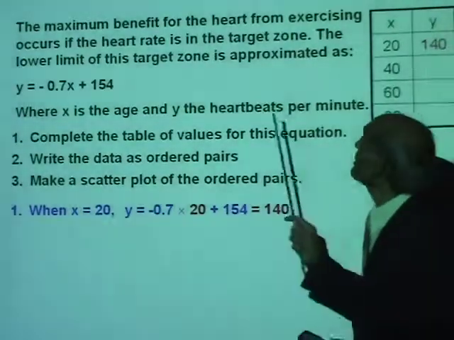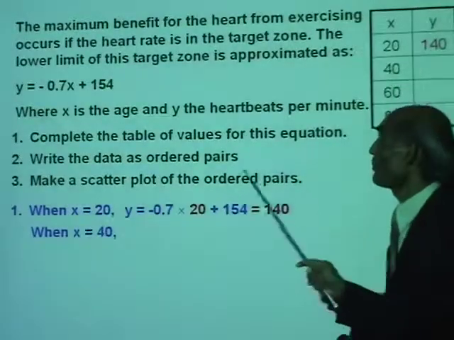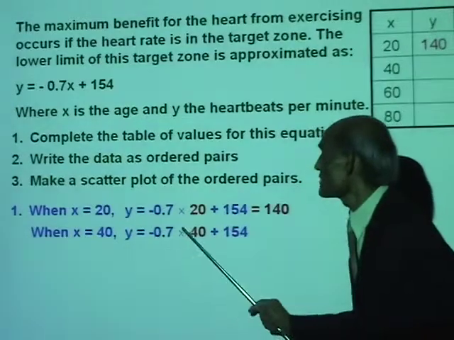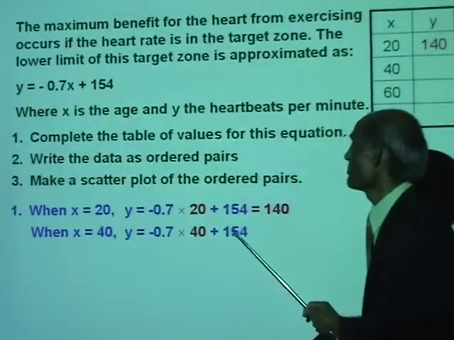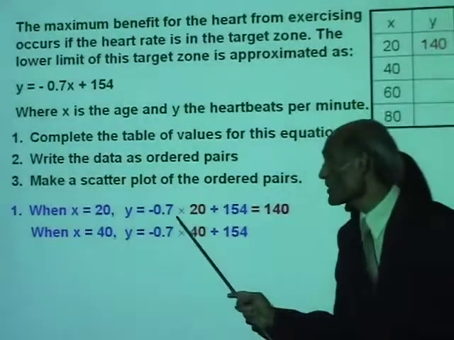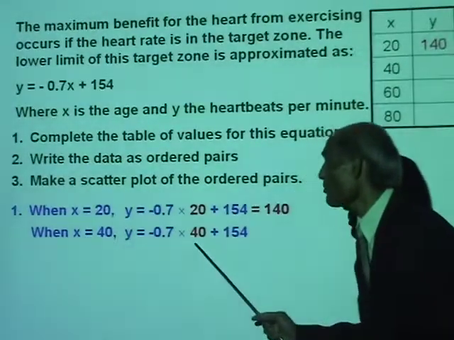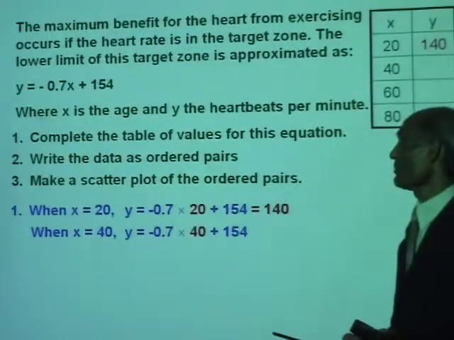Alright, can you do the next one? When x equal to 40, y will be negative 0.7 times 40 plus 154. Now, I will not help you with this. You need to do this on your own. Negative 0.7 times 40.